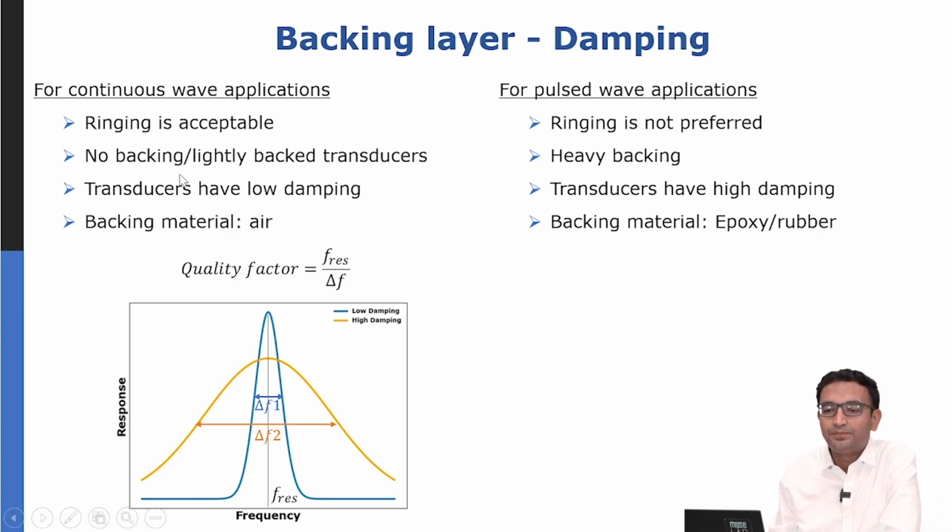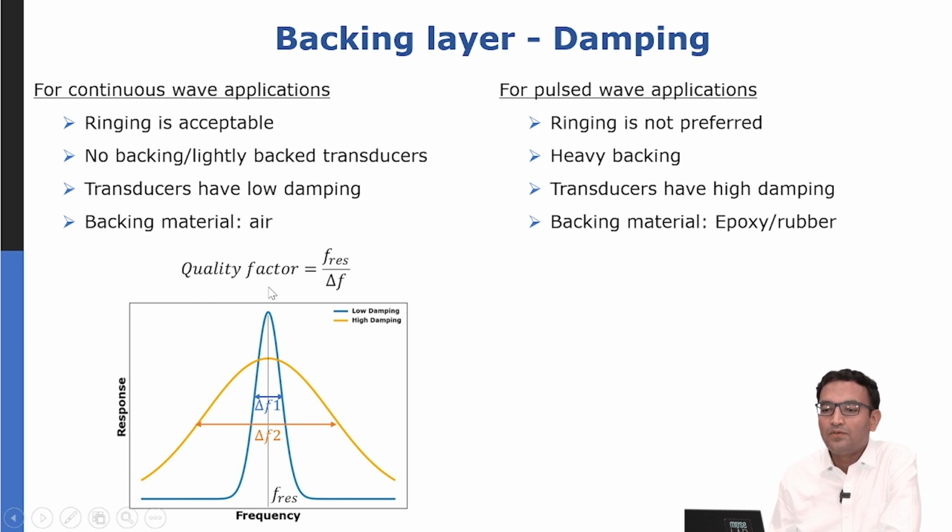On the other hand, if we consider pulse wave applications which are used for imaging, ringing is not preferred, because we would like the transducer to be able to receive the signals immediately after the transmit is over. And for such transducers, we have a heavy backing material which has high damping. This damping leads to some loss of energy, but it produces broadband transducers. The backing material which is typically common for these types of transducers is either epoxy or rubber.